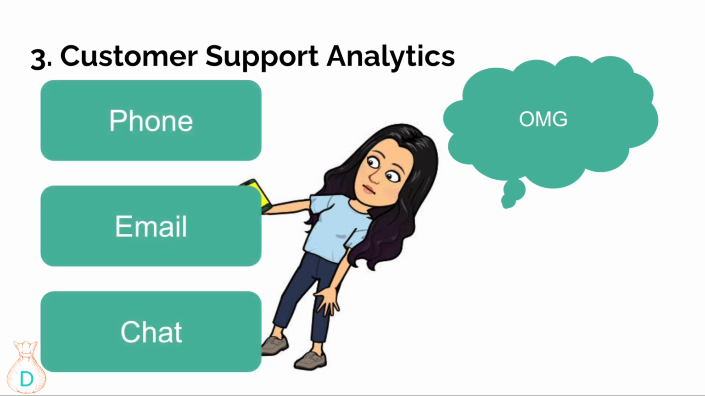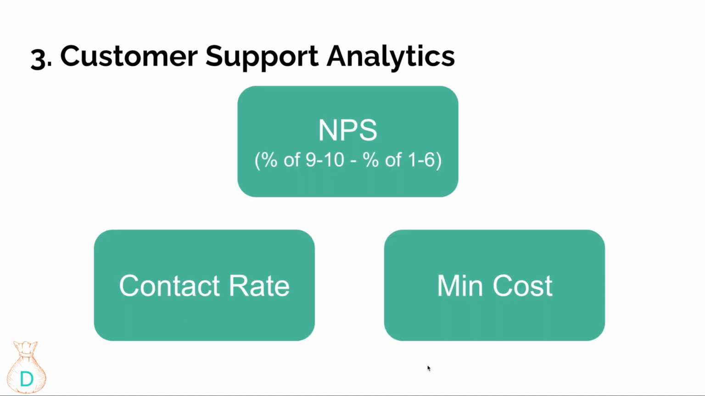So the third one I want to talk about is customer support analytics. Usually it breaks down into 3 main categories of how a company supports their customers: through phone, email, or chat. The most common way of calculating your metric for customer support is NPS, which stands for Net Promoter Score. Net Promoter Score is usually calculated from the survey that they send you at the end of your customer support experience. They usually ask you a question like, how did you like your experience with a representative, or just the experience as a whole?